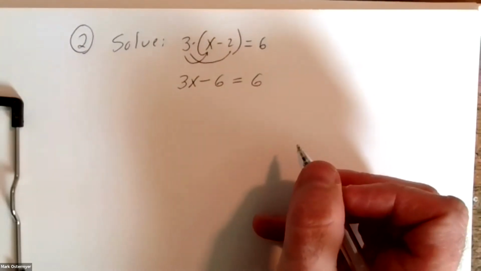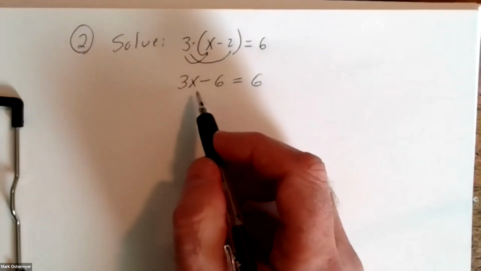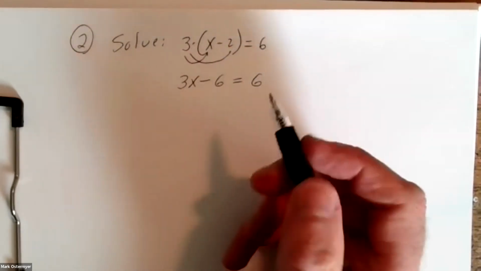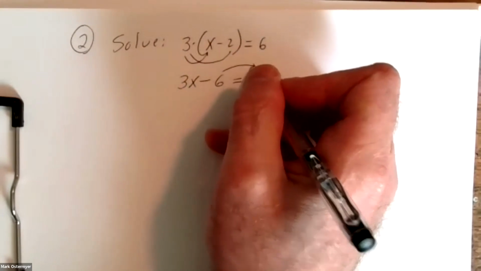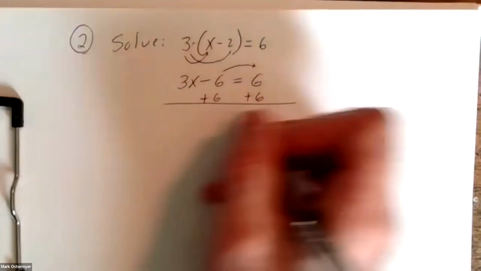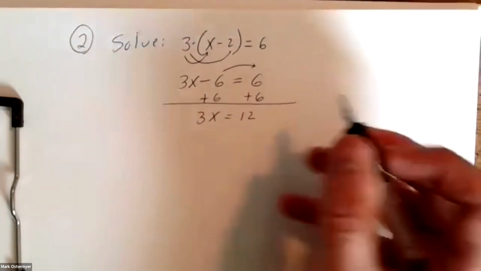Now we want to solve for x, so we've got to get x all by itself on the left side of our equation. To do that, we want to separate the variable terms on the left from the constant terms on the right side of our equation. And so now we're going to move this -6 over to the right side by adding 6 to both sides. And then we get 3x equals 12.